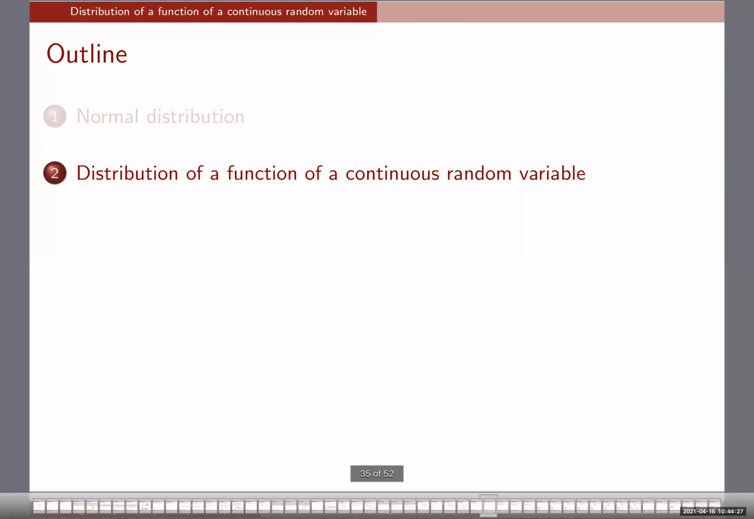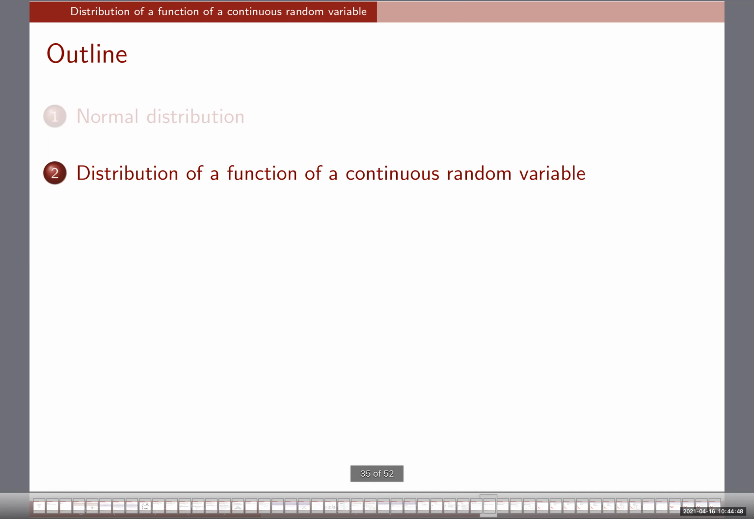So the last topic, very important, of chapter 5, is how to find a distribution of a function of a continuous random variable. Sounds a little bit vague at this point, but once we see those results and examples, I think you will see what we mean by this. You start off with, say, capital X as a continuous random variable, and you know its PDF, f_X.